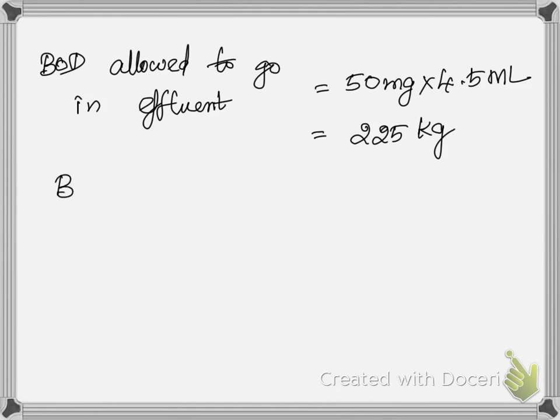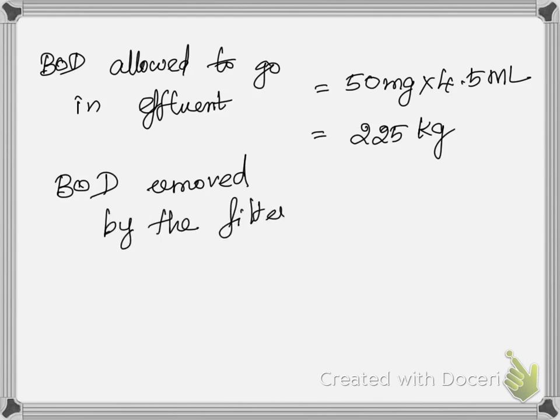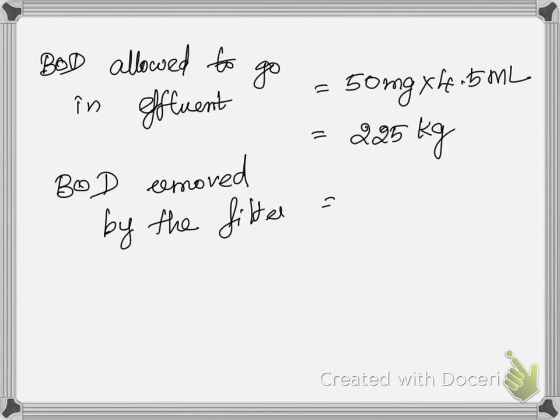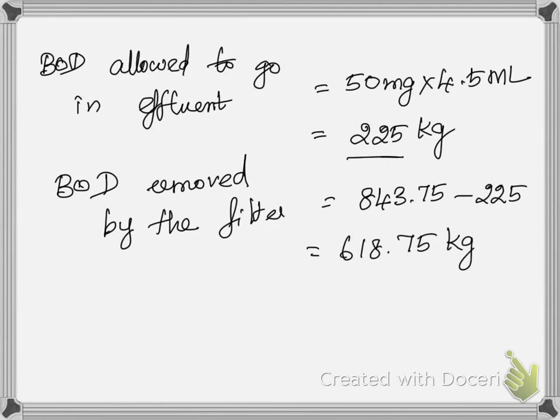So how much BOD has been removed now? Initially how much BOD is entering minus how much BOD is going out as effluent. If you see here, 843.75 kilogram is entering, and the final is going to be 225. So how much BOD is removed? 843.75 minus 225, which is equal to 618.75 kg of BOD removed in our trickling filter.